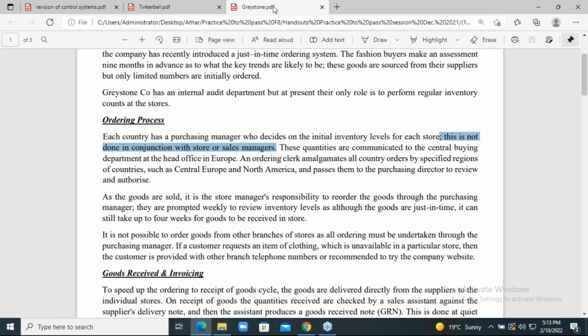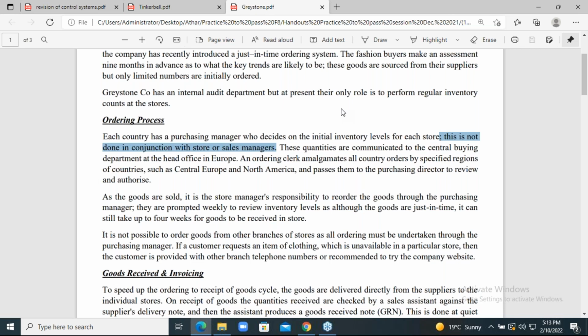Now, what is happening in Gray store? A centralized purchase manager is deciding an initial inventory level, and this purchasing manager who is going to determine that inventory level is doing all this activity on the basis of judgment. He is not taking into consideration the concerns of the relevant sales manager or store manager. So this is a deficiency.